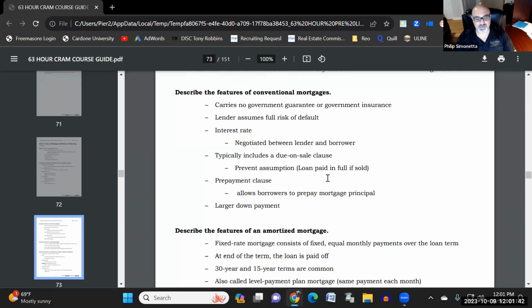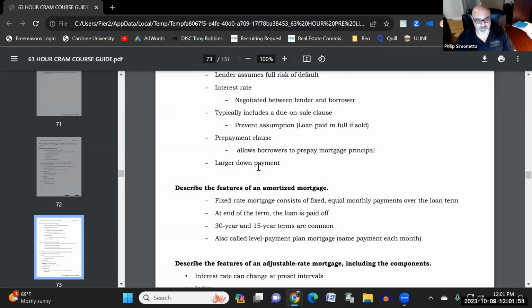That means it prevents assumption. Loan must be paid in full if sold. Prepayment clause. This allows the borrowers to prepay the mortgage principal at any time. And it usually requires a larger down payment.